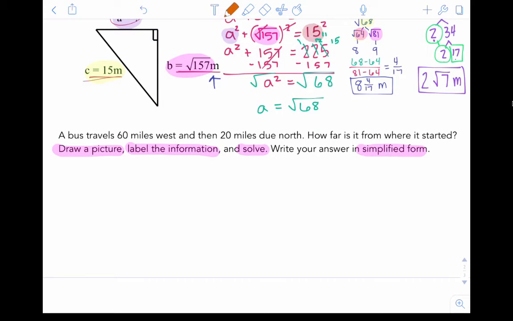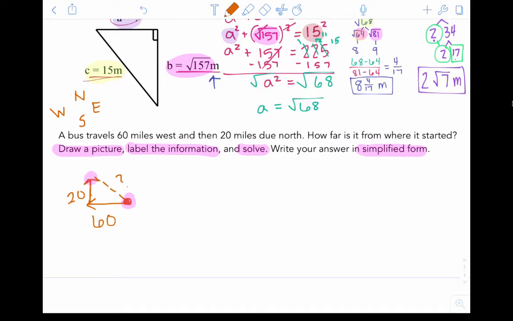First of all, let me think what my directions are. I know that north is up and south is down, and then east and west. So if I have a bus that starts right here, and it goes 60 miles west, and then it goes in this direction, 60 miles. And then from there, it goes 20 miles north. So it goes 20 miles north. This question is asking, how far is it from where it started? So if it started here, and it ended here, we want to know, what is this distance?